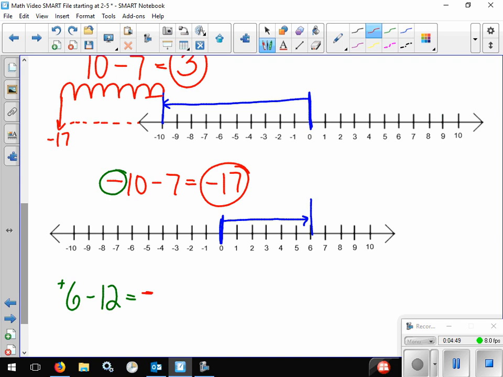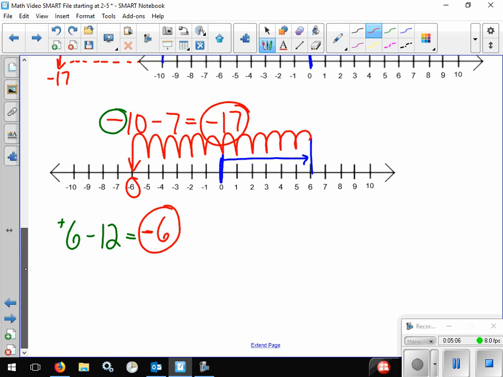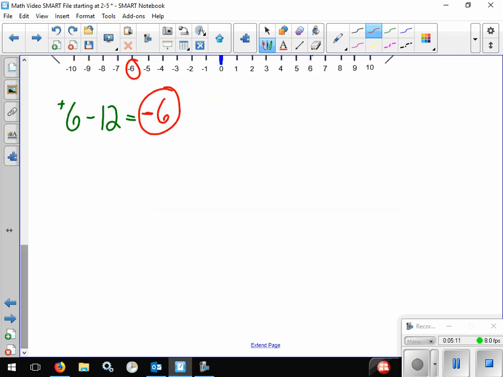And now I'm going to subtract 12. 1, 2, 3, 4, 5, 6, 7, 8, 9, 10, 11, 12. I subtract 12 and I get negative 6. So I knew my answer was negative. I just got to figure out how negative, how much did I owe in that case.